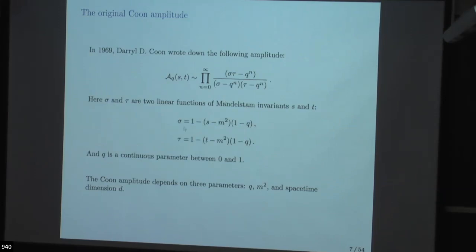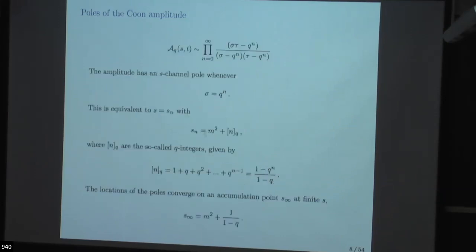So if you just use this definition of sigma, you can solve for s, right? And this is the expression you get, where this little symbol here, these are the q integers, the nth q integer. So it's just a generalization of adding 1 together a bunch of times as you add powers of q. You can resum it to this expression. Okay. And then what you'll notice is that if we take the limit where n goes to infinity, then these poles converge on an accumulation point at finite s, at this value.